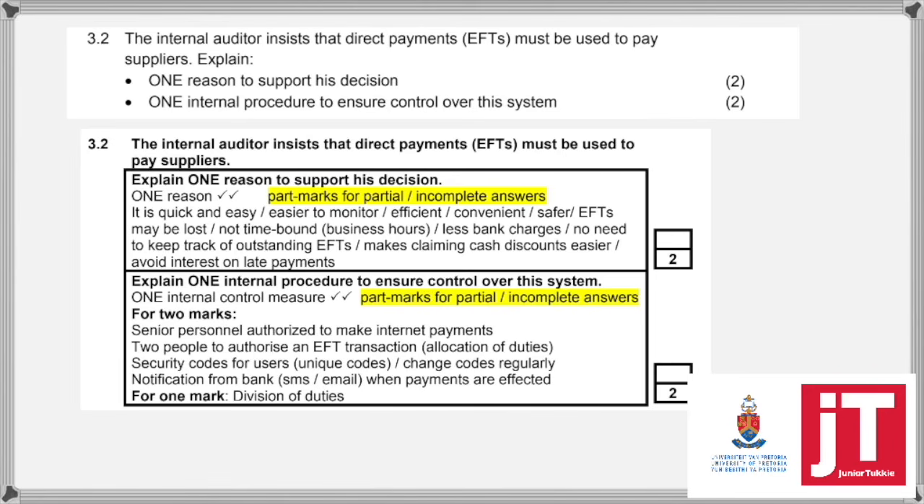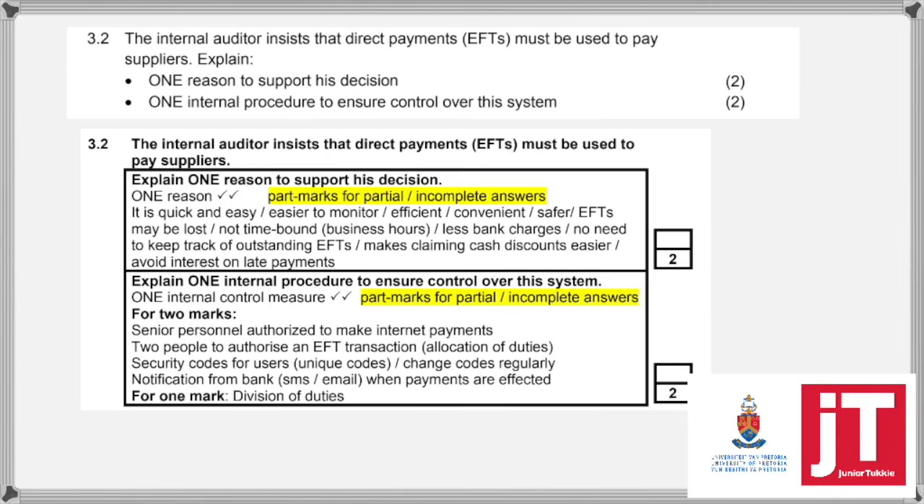A memo will always provide you with more than one possibility. So I always say, use the memo, make a summary of these types of questions, and study it for an exam and a test. If I look at the first part of this question, explain one reason to support his decision.